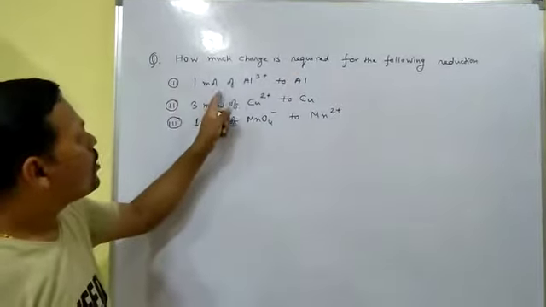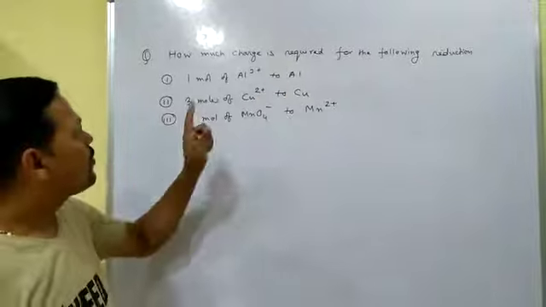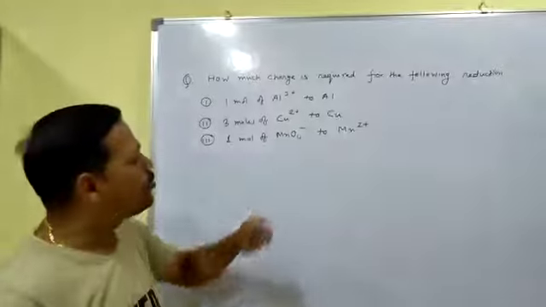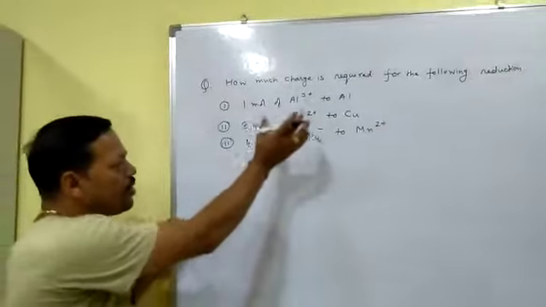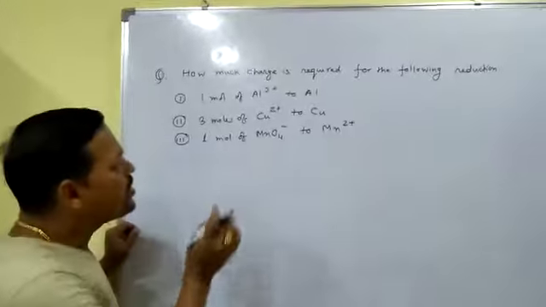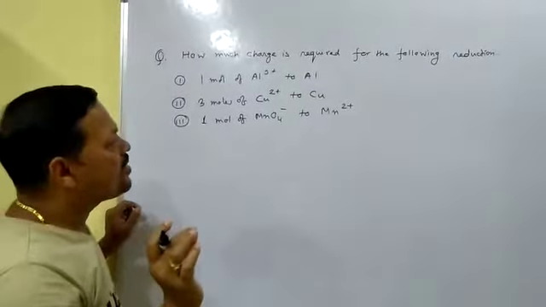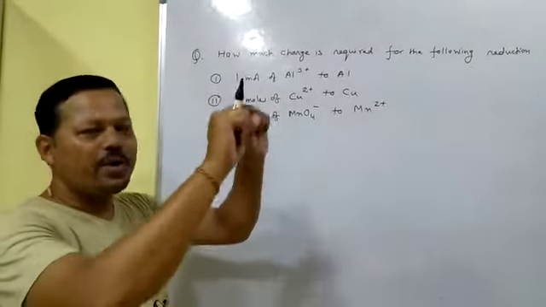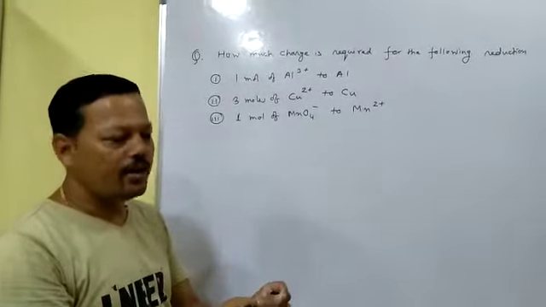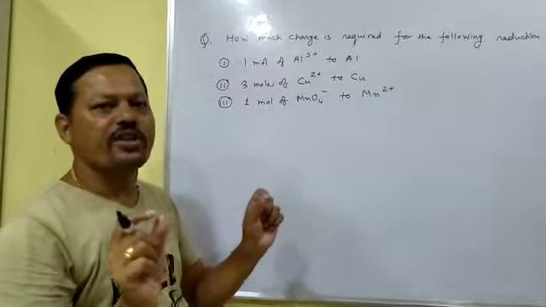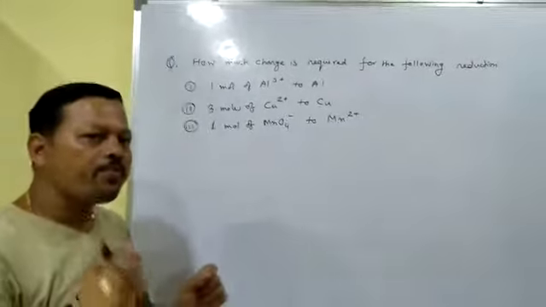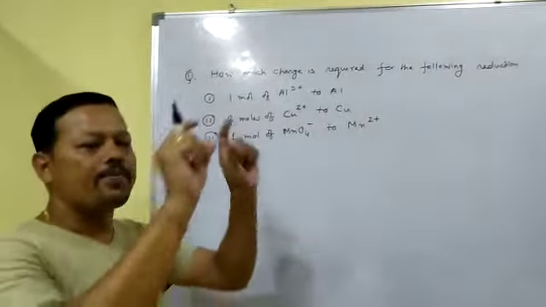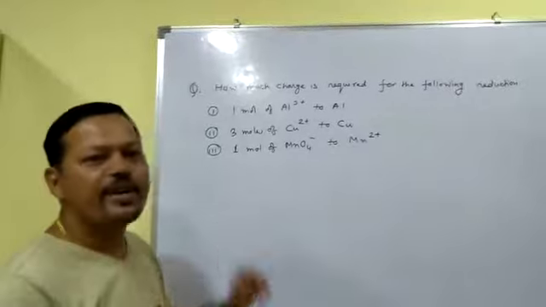Number 1: 1 mole of Al3+ to aluminium; 3 moles of Cu2+ to copper; 1 mole of MnO4- to Mn2+. Everyone undergoes reduction, and to do this reduction, you have to find out how much electricity is required. As we saw yesterday, when you pass electricity through the electrolytic solution, some oxidation and reduction reactions take place at the cathode and anode. To do the oxidation and reduction, it requires some amount of electricity. After passing electricity, oxidation and reduction take place.